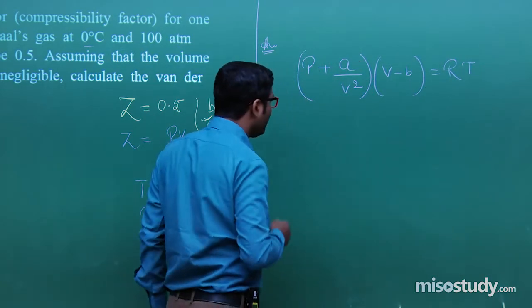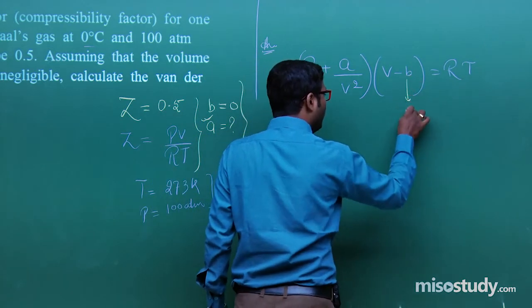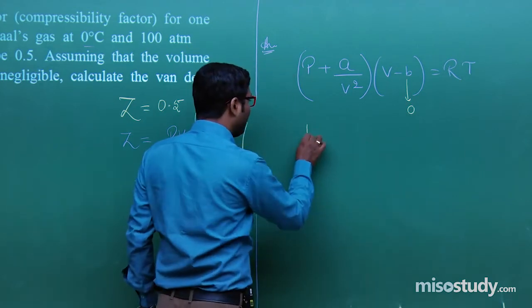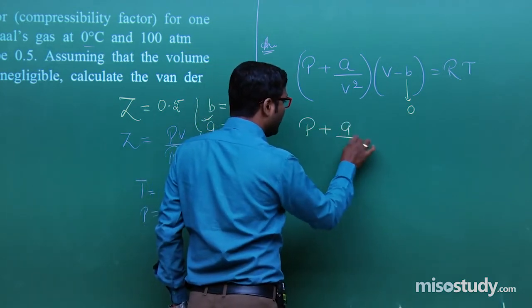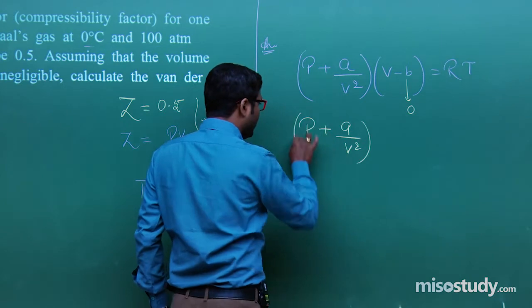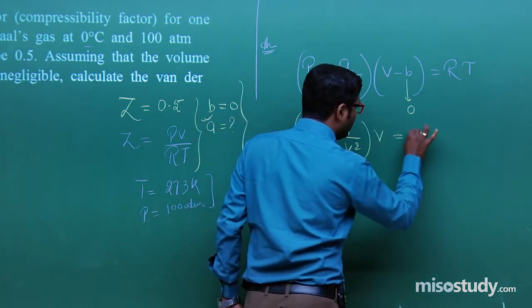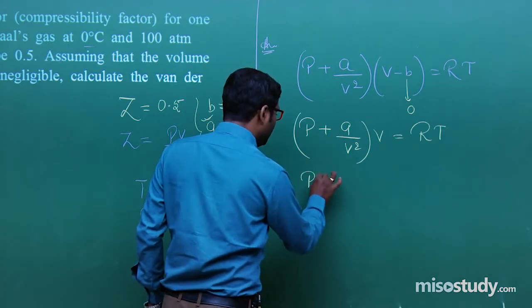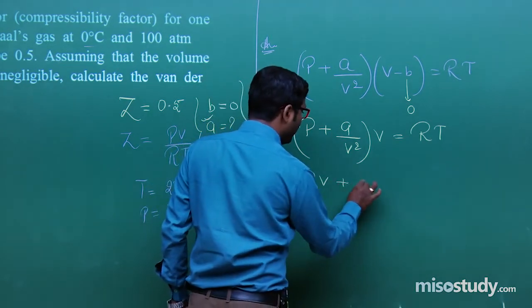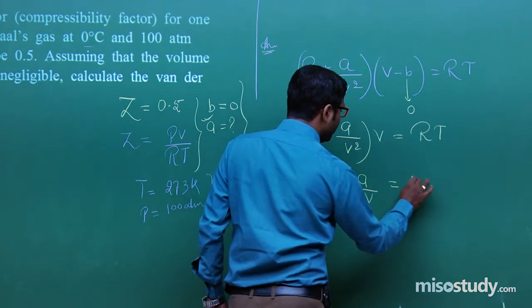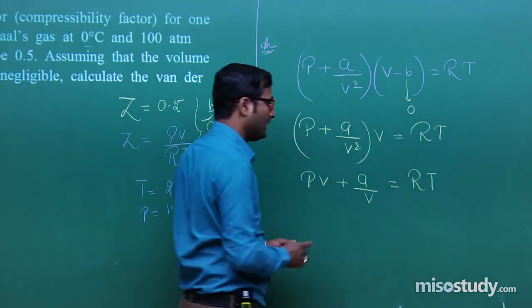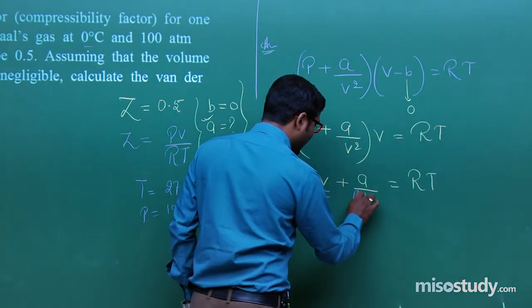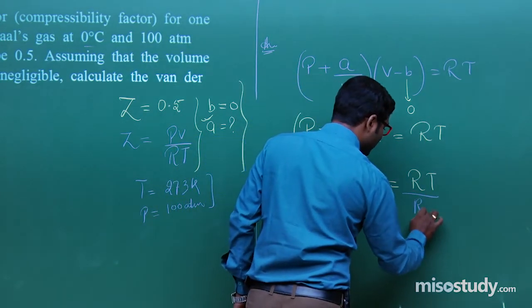Clear? Now, as we know, here b is equal to 0, put the value of b. Now, what will happen? P plus a upon V square into V is equal to RT. Clear? Now, P into V plus a upon V is equal to RT. Clear? Now, divide by RT on LHS and RHS side.